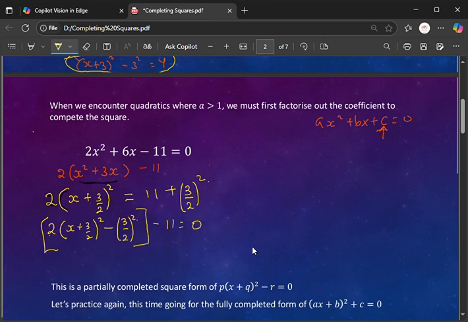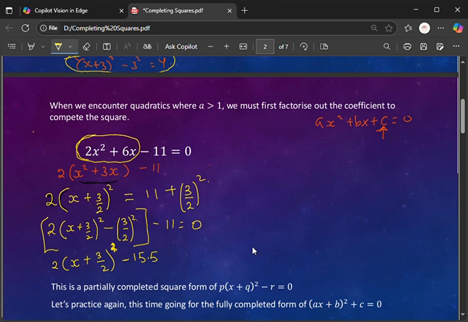Does this make sense? I hope it does, because we have to complete the square for this part and then minus 11. So this brings us to this part. Now you can involve a calculator, and now we shall have 2 into x plus 3 over 2 whole square minus 9 over 4, and putting it on a calculator we can end up with this.